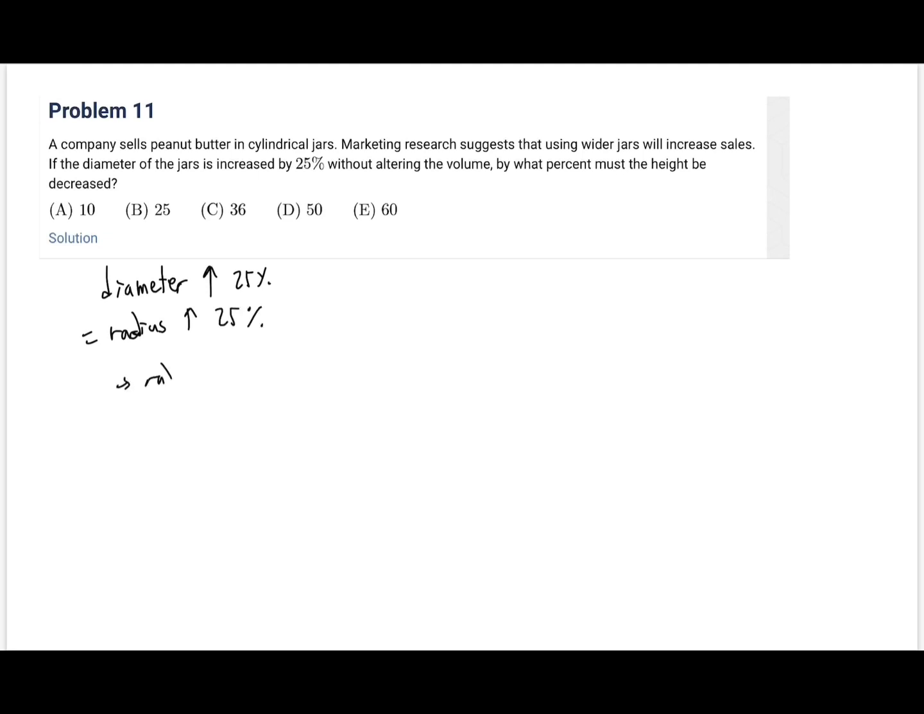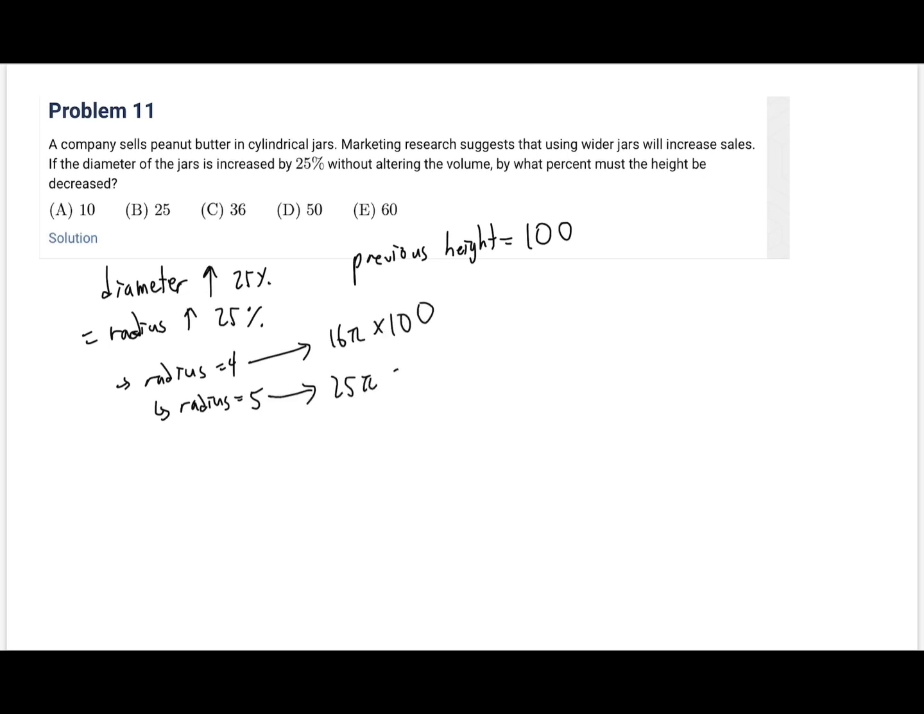So if the radius is 4, then this would make the radius equal 5 since it went up by 25%, right? So the previous height was, let's say it was 100, right? And so if the radius was 4, then it will be 16 pi, since this is the base, multiplied by 100. But then this would be 25 pi multiplied by some kind of new height, right? And without altering the volume, these two must be the same.